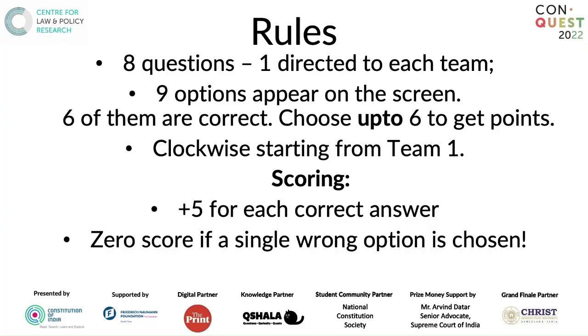So 8 questions, 1 question to each team. 9 options appear on the screen. 6 of them are correct and 3 of them are incorrect. Clockwise with team 1, plus 5 for every correct answer. And the score comes down to 0 if you choose even a single wrong option. And the teams also reserve a right to stop the game in case you're not confident.